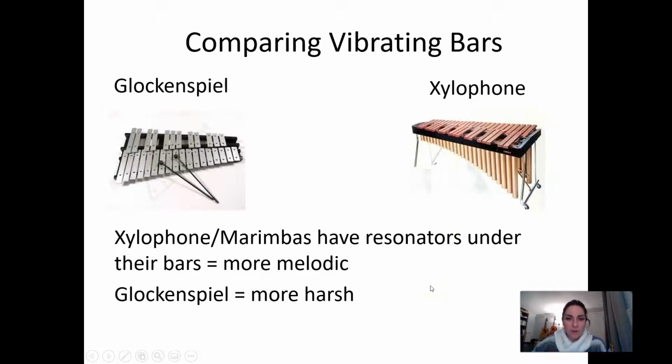Comparing vibrating bars, we talked about it, well, the video kind of talked about it, but the resonators are these tubes underneath which allow for sustained notes. If you don't have them, they'll sound more harsh. So the marimbas and glockenspiels can have resonators, as you saw, but if you don't have them, they have more of that harsh sound. I say more harsh and more melodic, but it's not so much that it's more melodic. I would say it just blends nicer when you have those vibrating bars.